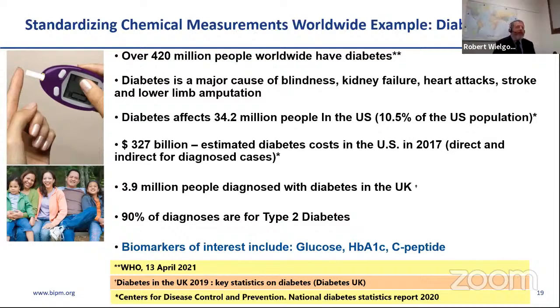So what I'd like to do now is just show you a few examples of how metrological traceability is applied in the measurement of various measurands that are important to the diagnosis and treatment of diabetes.